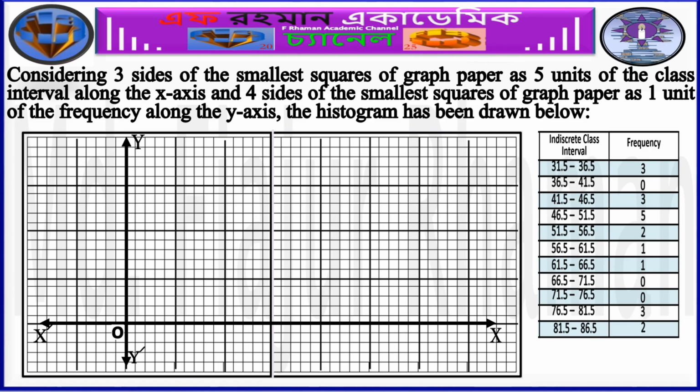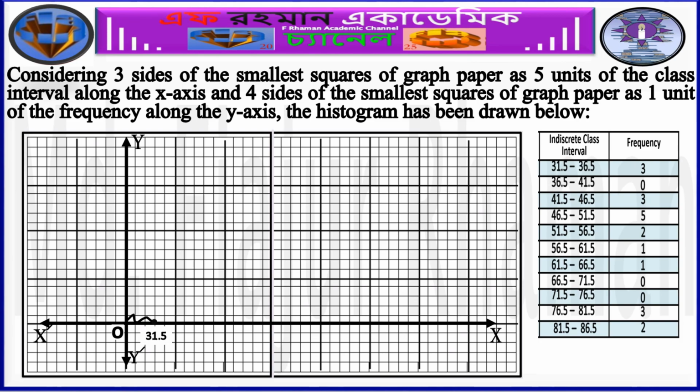Therefore, 31.5 units of the class interval equal 3 by 5 into 31.5, which is equal to 18.9 sides of the smallest square. This large length has been made in compressed form with the break mark, and 31.5 will be represented by the end point of this break mark.